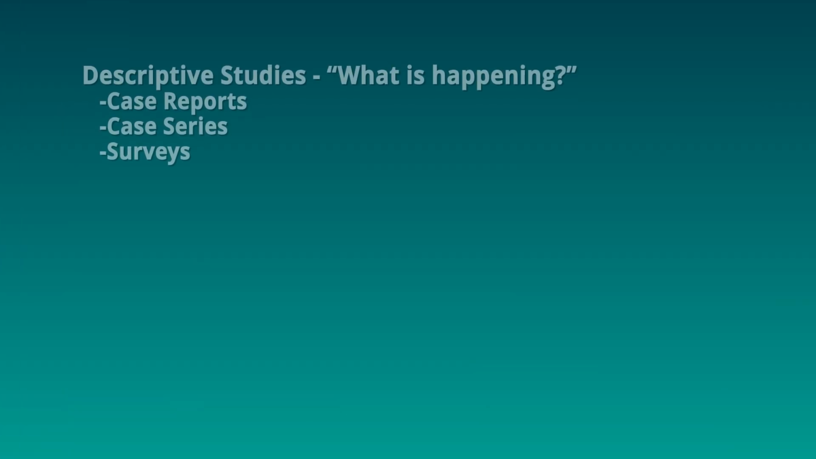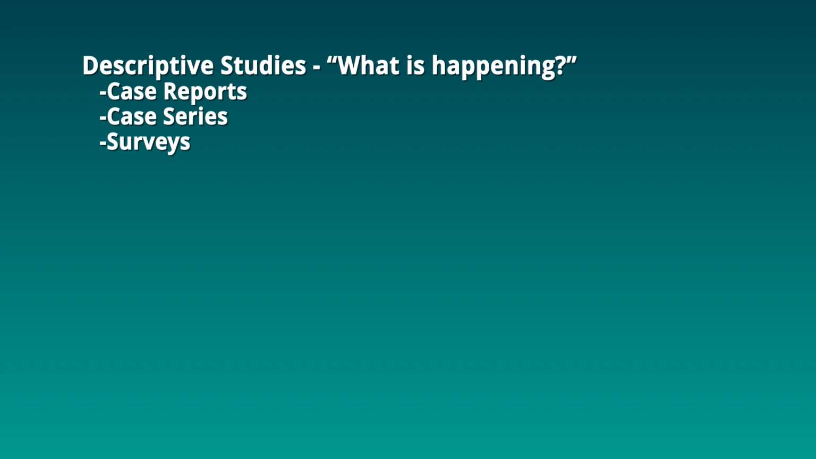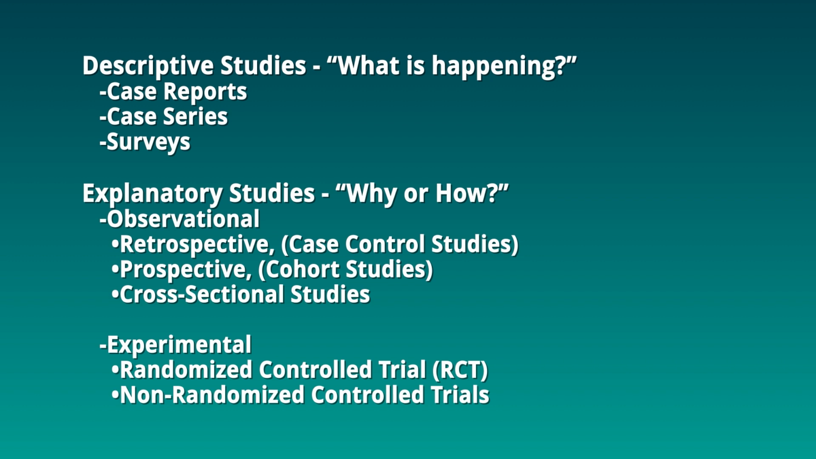To recap, descriptive studies answer what is happening and include case reports, case series, and surveys. Explanatory studies answer why or how and include observational designs that can be retrospective or prospective. These include case control studies or cohort studies. Cross-sectional studies are also observational but are neither retrospective nor prospective. Experimental designs include RCTs and non-randomized trials.